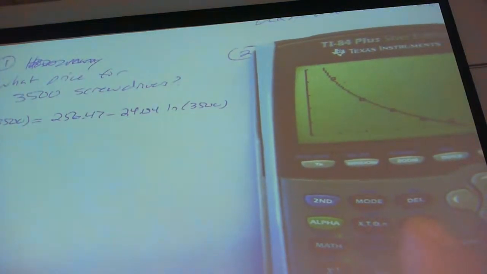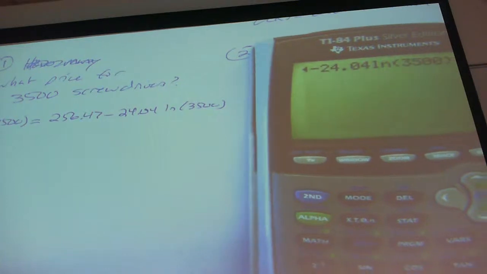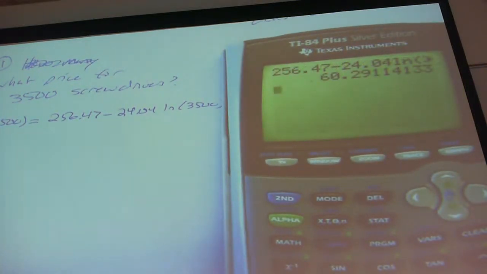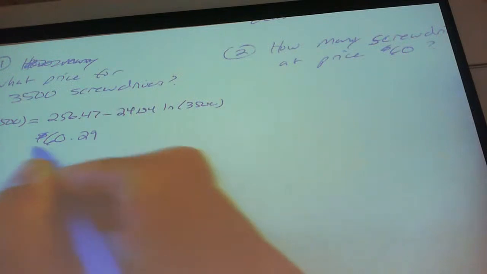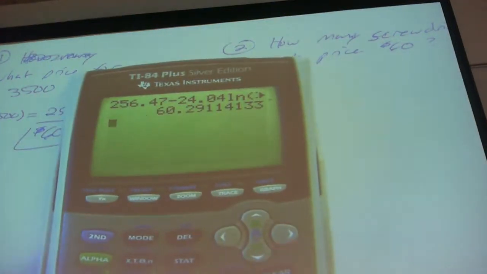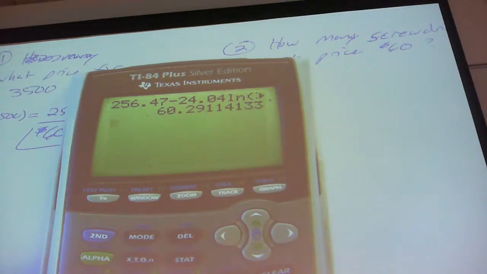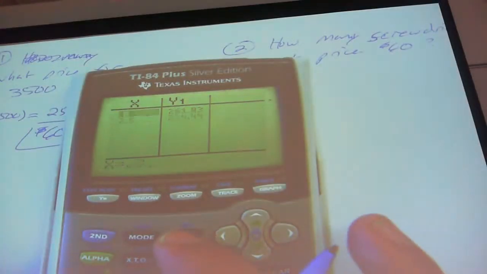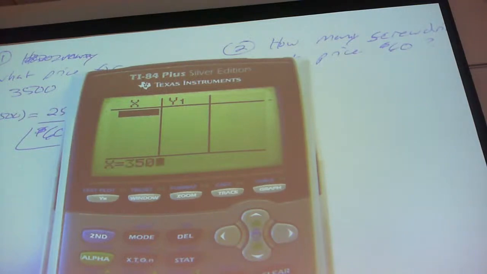To do this, look how many ways I taught you. Number one, you could just type it in: 256.47 minus 24.04 ln of 3,500. You type that in, and you get an answer of $60.29. That's one way. Some of you also remember the table feature? If I hit second graph, and you set up your table like we did last time, X is 3,500, you can get the answer that way.